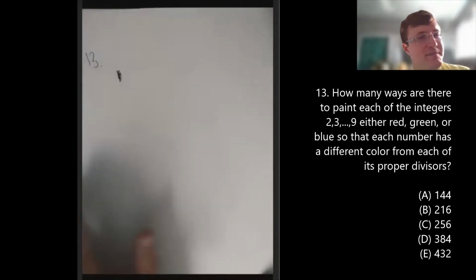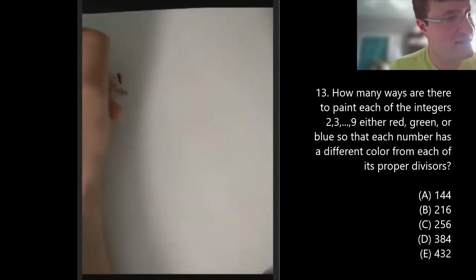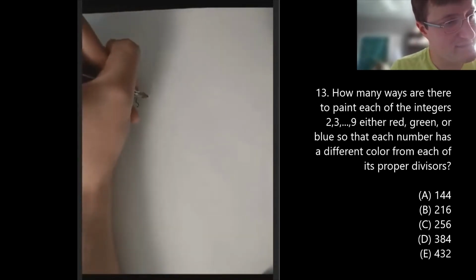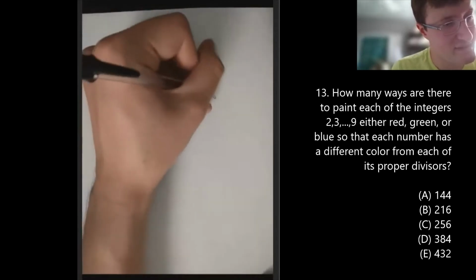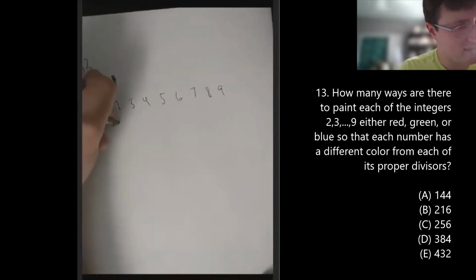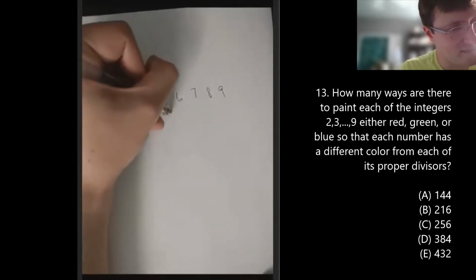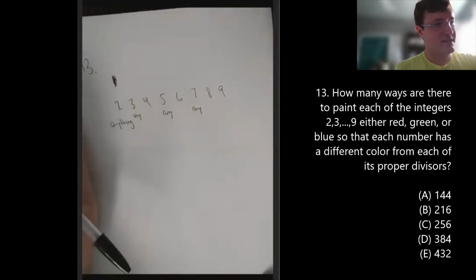Okay, I'm usually comfortable with number theory, but this is also a counting question, so that's not my strong suit. Okay, well, the primes can be anything. So 2, 3, 4, 5, 6, 7. Okay. So 2 can be anything. 3 can be anything. 5 can be anything. 7 can be anything. Okay.